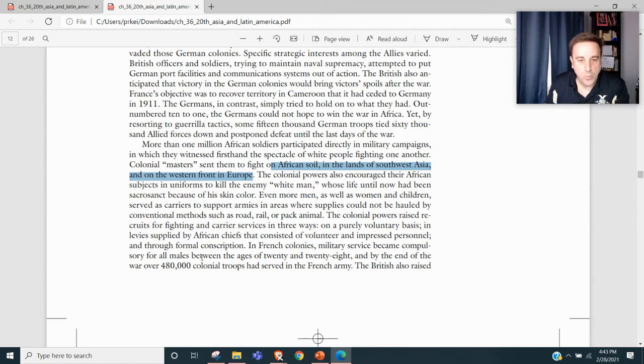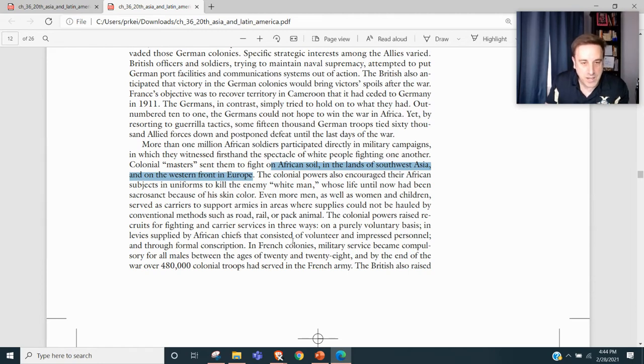And so again, part of what is literally beaten into Africans in the colonies is: you do not fight, you do not stand up against the white man. And then here they are being trained by the white man to kill other white men.